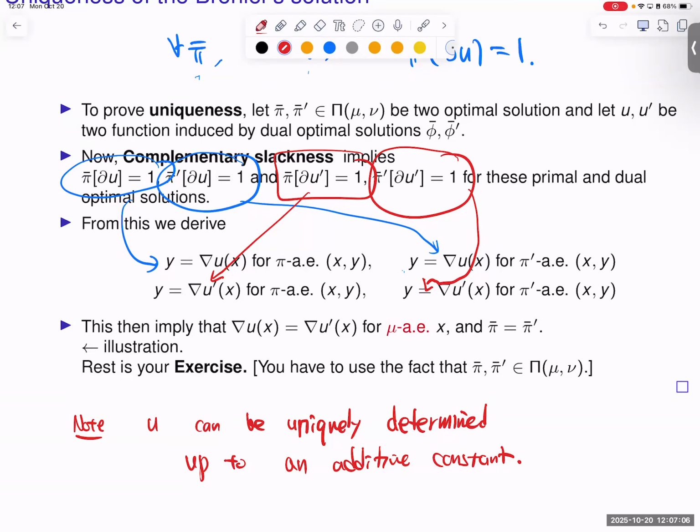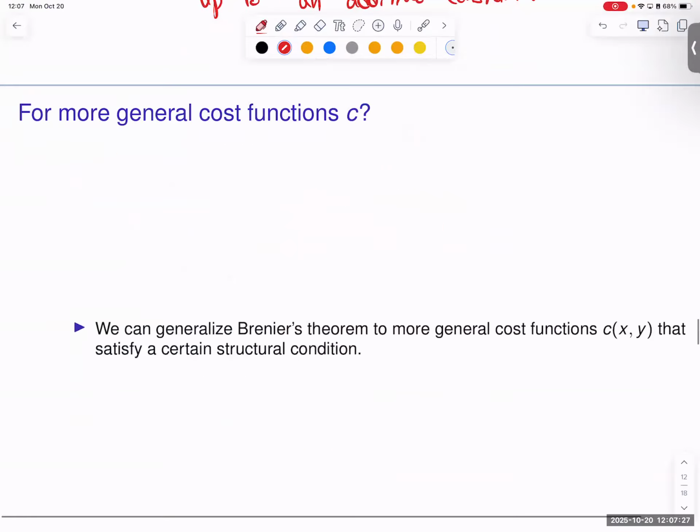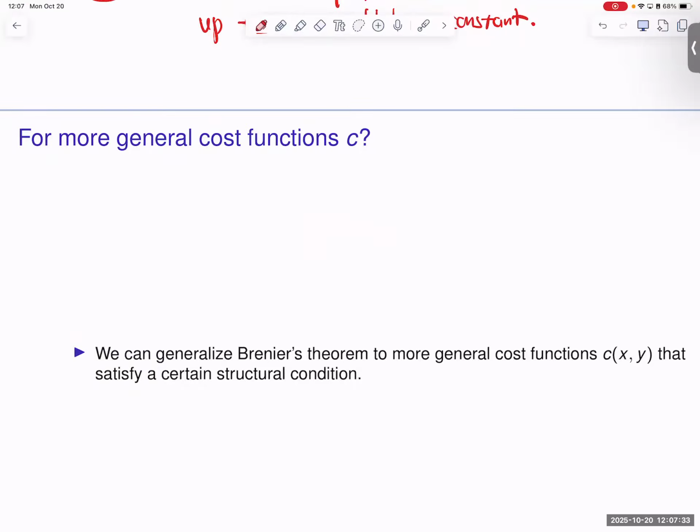Let me give you some time to think about it. Okay, so for the remaining, let's say 20 minutes, let's consider some more general cases. So Brenier's theorem was the case when the cost function was just the Euclidean distance squared on the Euclidean space.